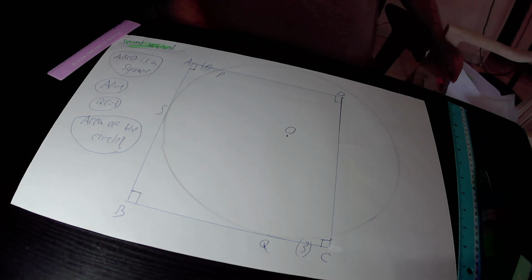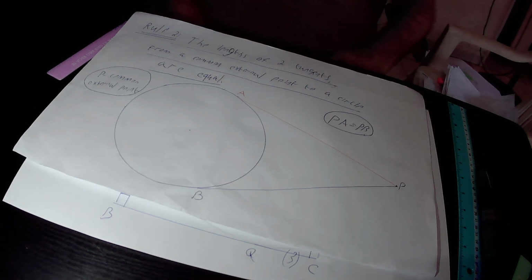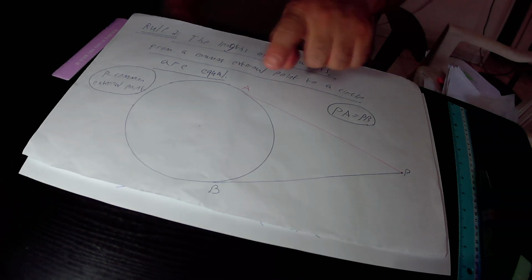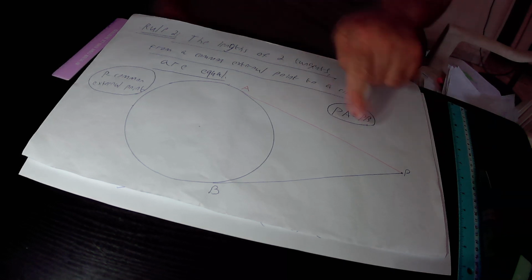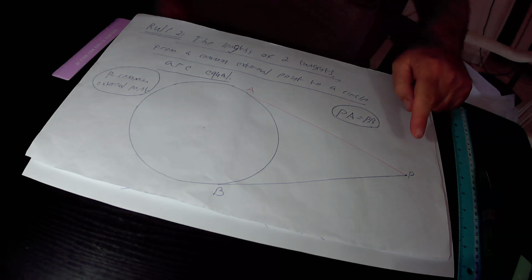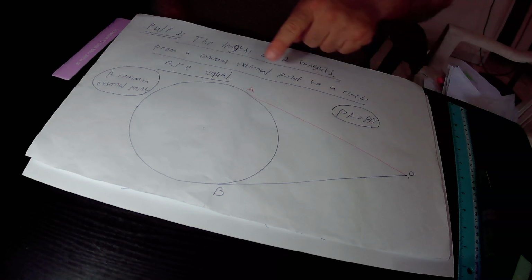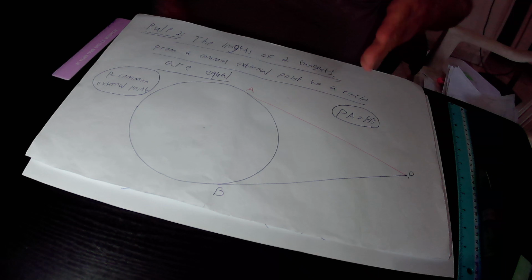So I repeat quickly on rule 2. According to rule 2, the lengths of two tangents from a convex point to a circle are equal. So in the drawing, we have a circle. This is the convex point P. From this convex point P, we have two tangents to this circle, tangent PA and tangent PB. And according to this rule 2, they are equal to each other. That is to say, the length of this tangent PA is equal to the length of this tangent PB. So PA equals PB according to this rule 2.